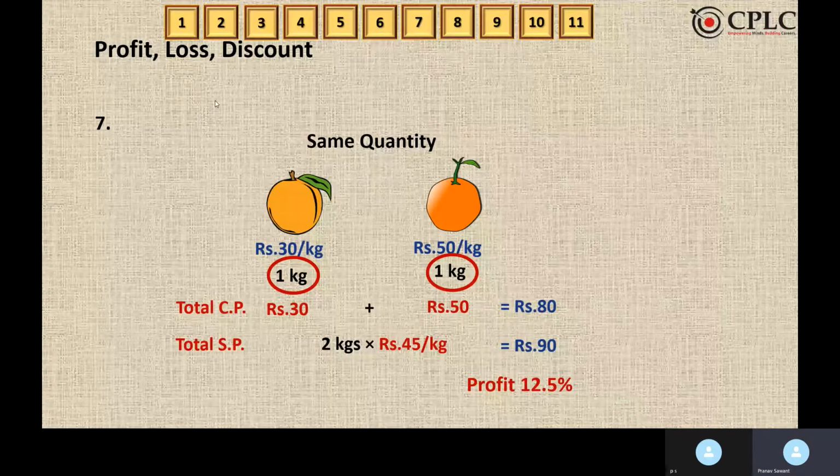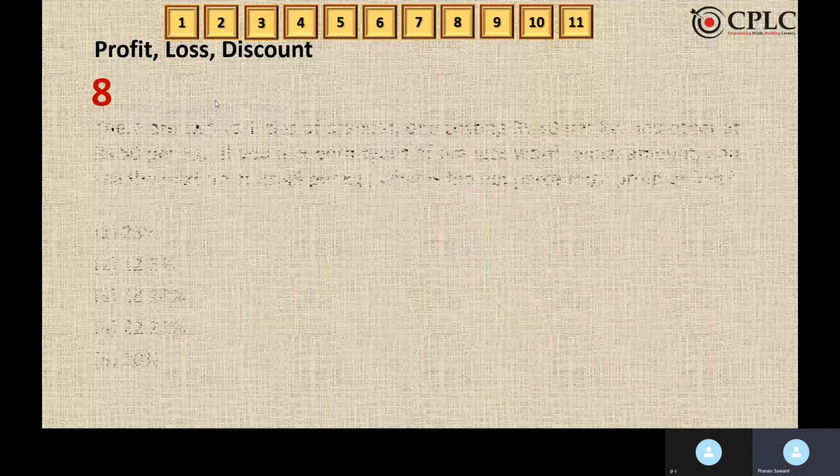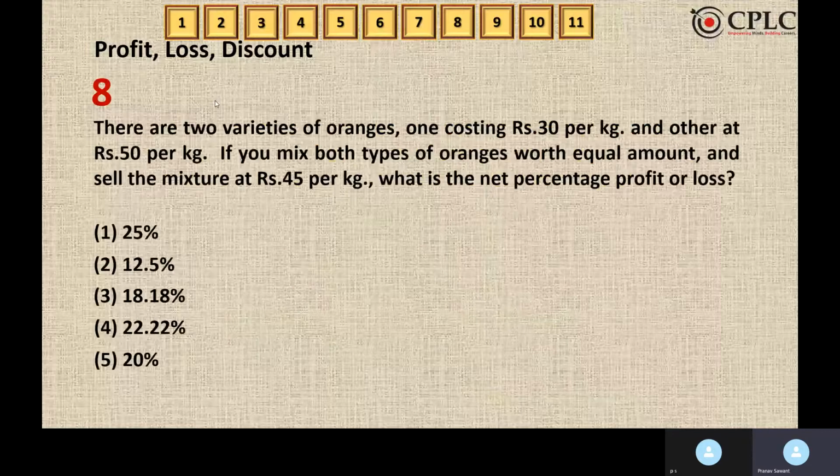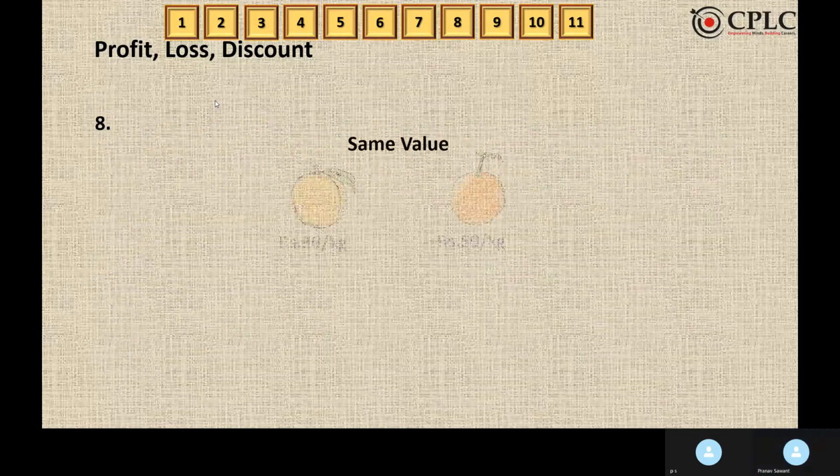Moving to the next question. There are two varieties of oranges, one costing rupees 30 per kg, other at 50 per kg. If you mix both types of oranges worth equal amount and sell the mixture at 45 per kg, what is the net percentage profit or loss? Now, they're emphasizing more on equal amount. Amount is in terms of rupees. So we have same value, same money for both.